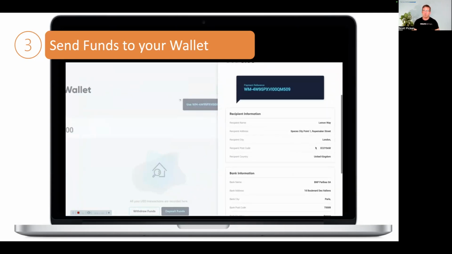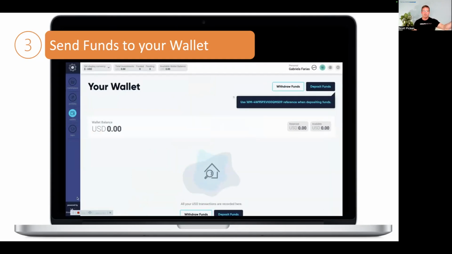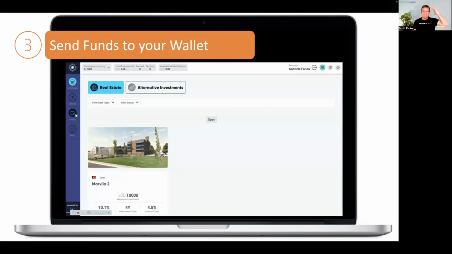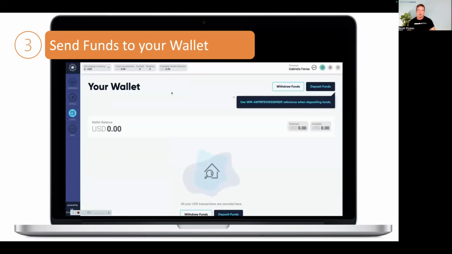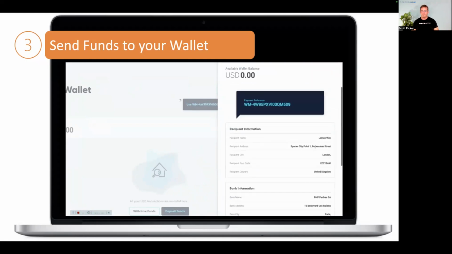You can send money to your wallet. You can take money out of your wallet. This is, you know, so awesome. It's your own bank account overseas without having to fly overseas and have all the hassle and headache of trying to set up an offshore account. But you're in complete control of your money.